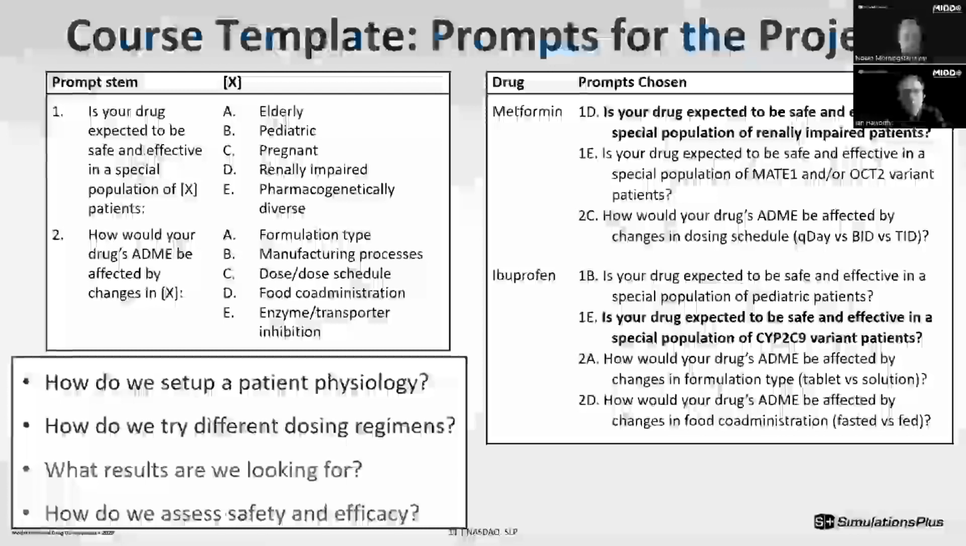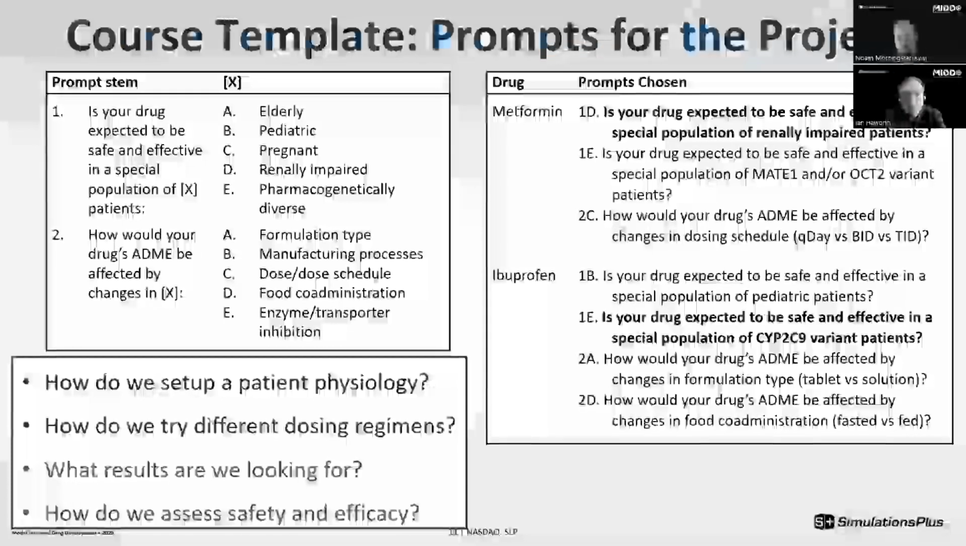So is the drug going to be important in elderly versus pediatric populations, renal impairment, or similarly, is this a drug where you want to look at food effect, maybe formulation type, manufacturing process, or particle size? And so these were specific to each group's drugs. And we have some examples of that on the right.